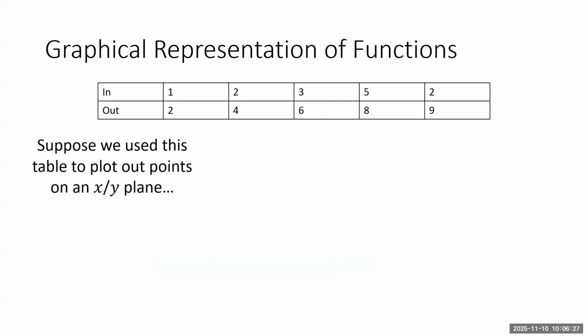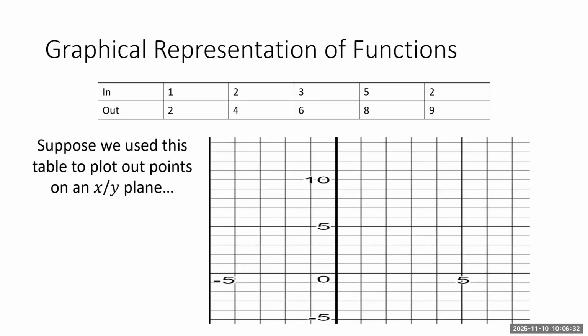Suppose we use this table to plot out points on the XY plane. So here I have a graph. It is a blank grid, which is real numbers by real numbers. This is called a Cartesian plot. I have the X value and the Y value clearly present.